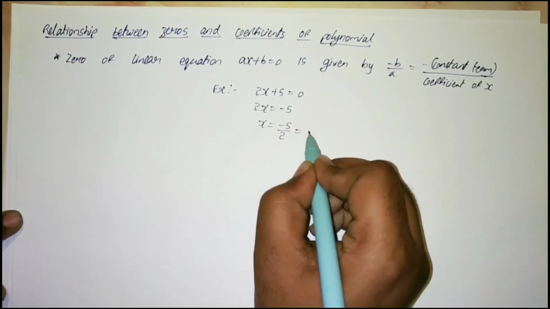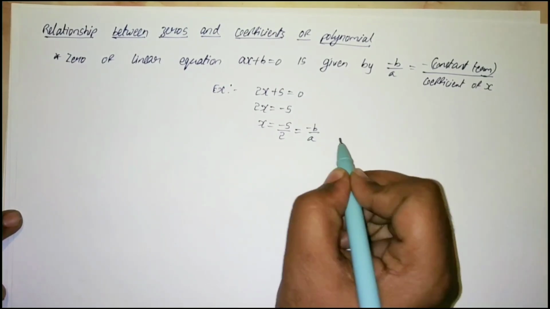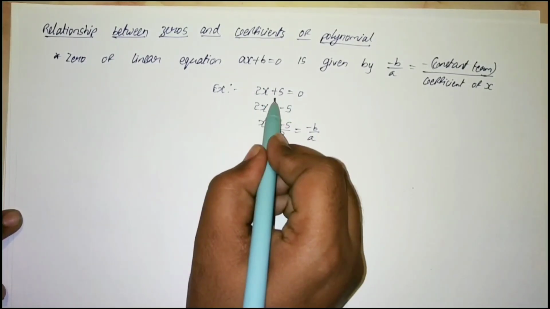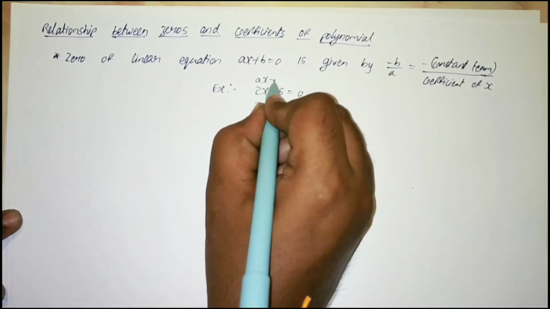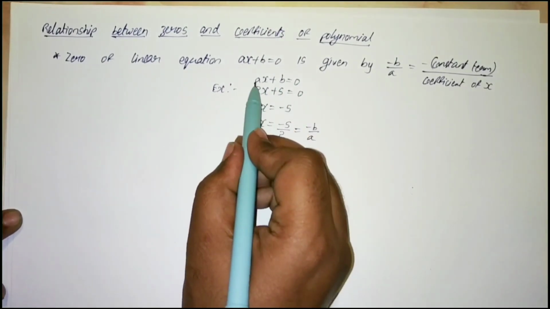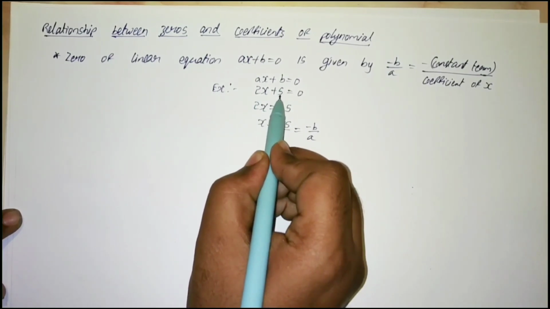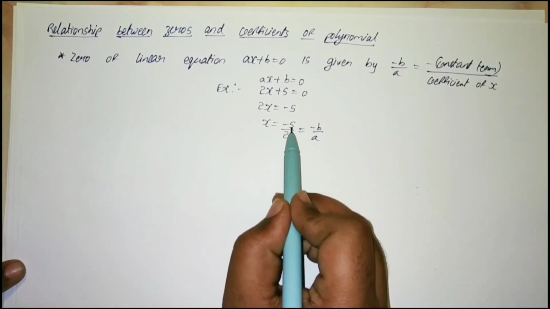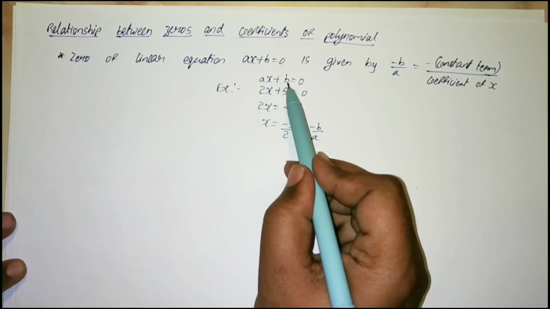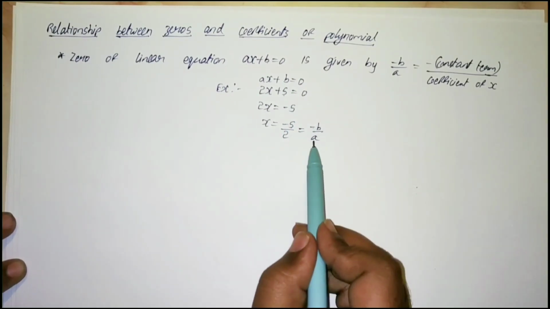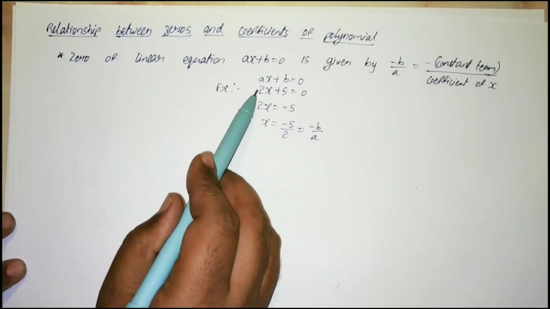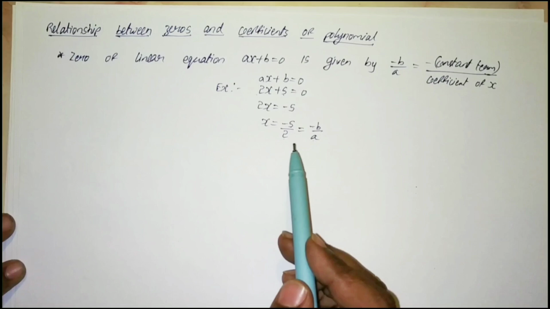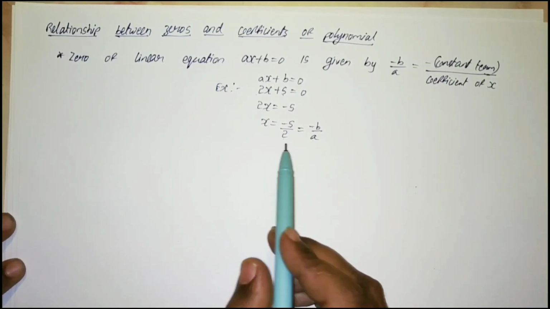So this minus 5 by 2 will be equal to minus b by a. Compare this polynomial with the general form, nothing but standard form, ax plus b is equal to 0. The value of a is 2. The value of b is 5, right? So check it in the question. The value of b is 5. Then what is the value of a here? 2. So if we consider any polynomial and find the zeros for that polynomial, then that value will be equal to minus b by a.